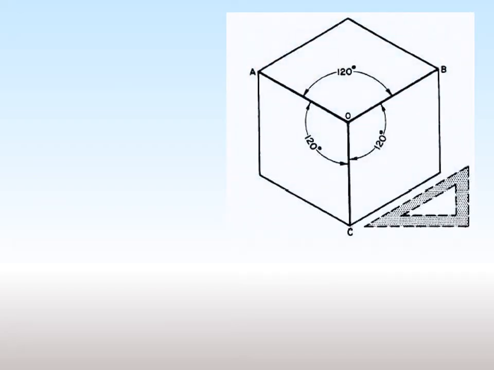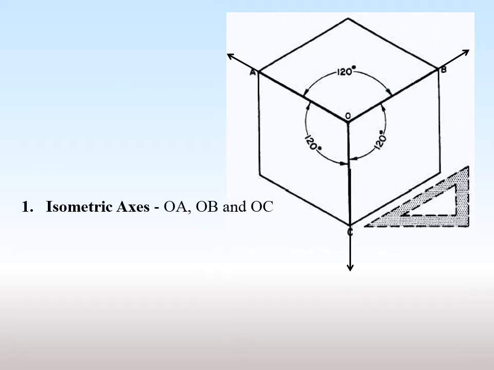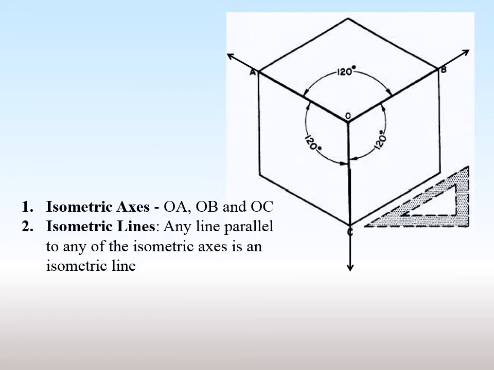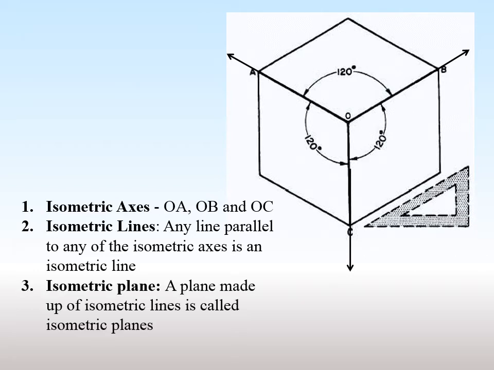We are going to see some terminologies related to isometric projection. Here we have shown a picture of a transparent cube where all the angles are equal, that is 120 degree. Here you can see line OA, line OB, line OC, which is known as isometric axis. Any line which is drawn parallel to these three axes OA, OB and OC is called isometric lines. A plane which is made up of isometric lines is called isometric plane.